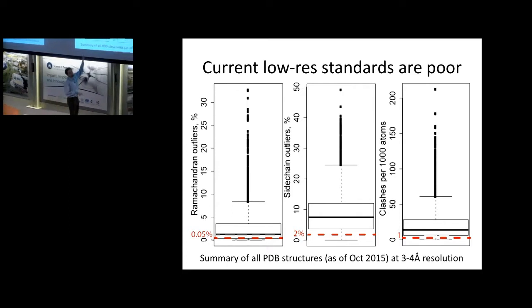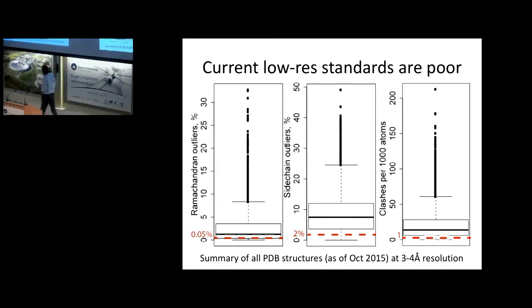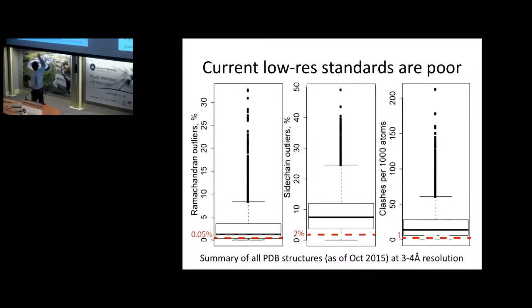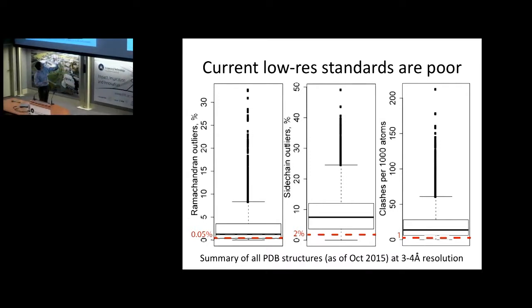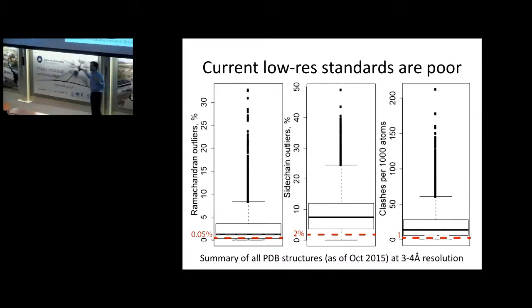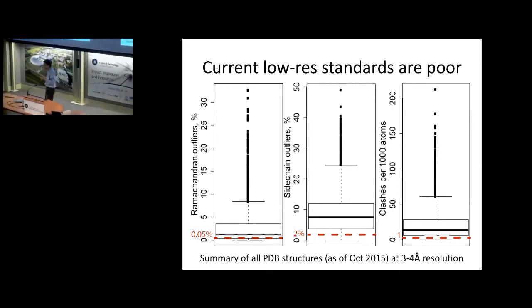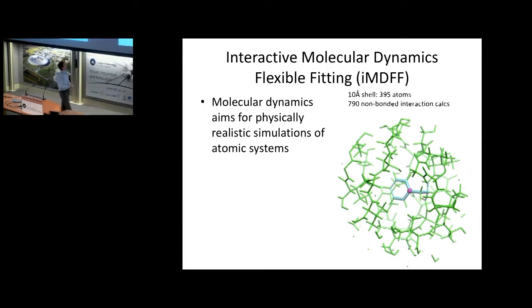But as of October 2015, this was all the 3 to 4 angstrom X-ray structures on the protein data bank. On the left, we have the Ramachandran outliers. In the middle, we have the side chain outliers. And then the clashes on the right, and these dotted red lines on the bottom are your standard cutoffs for what you would consider good in a high-resolution structure. So there's a lot of room there for improvement. The question is how to actually do that.